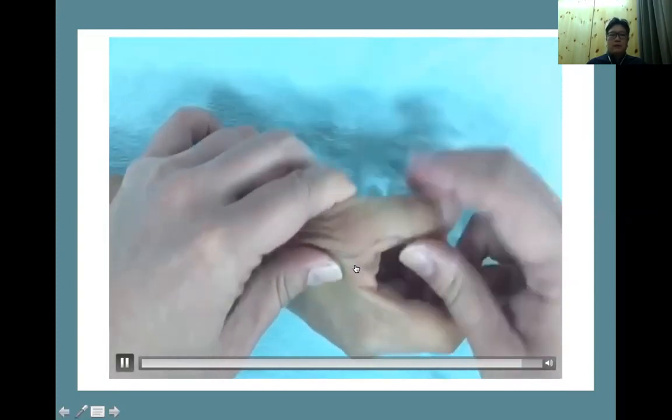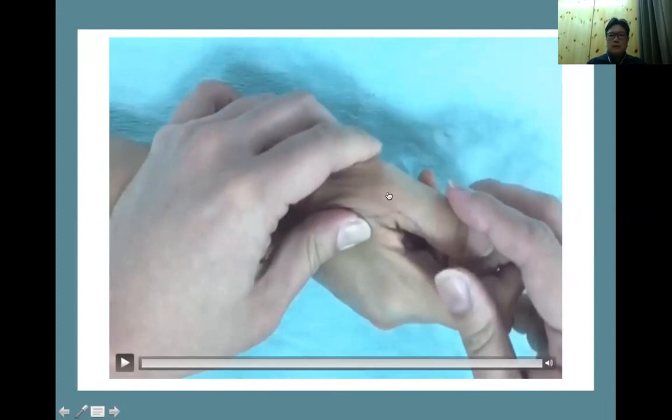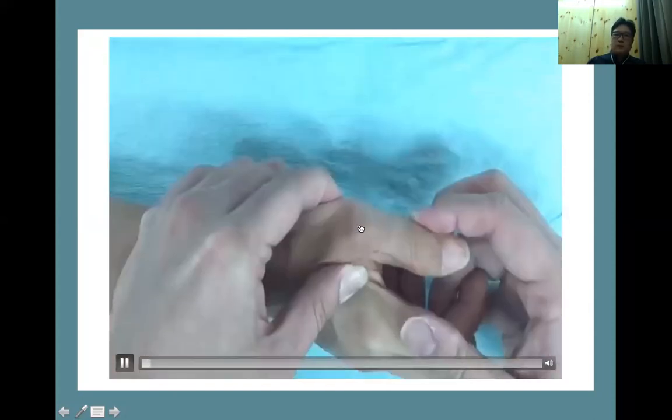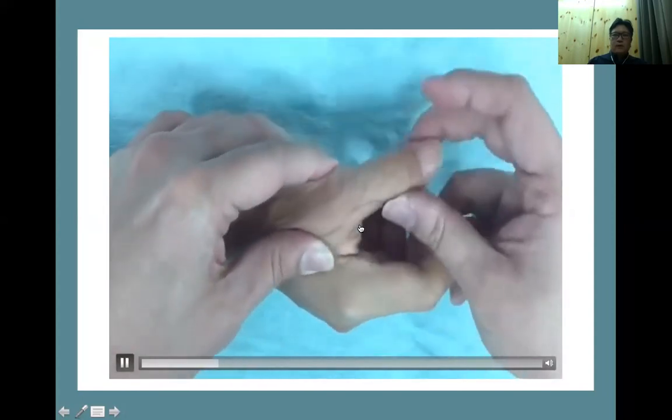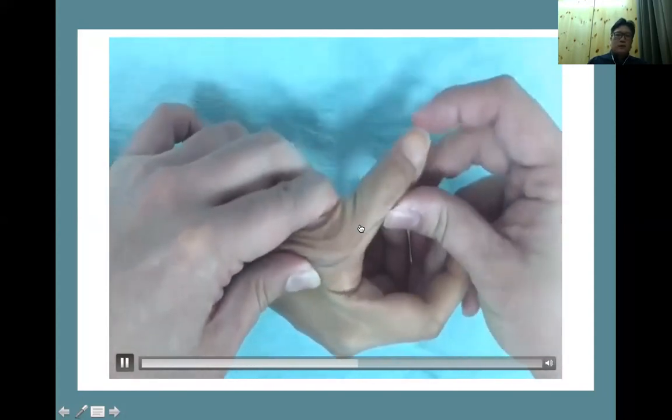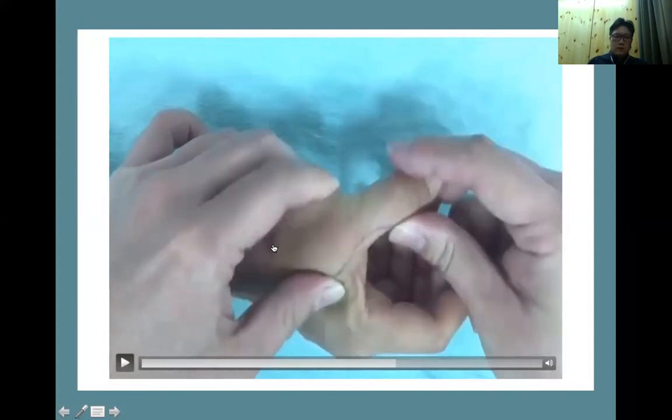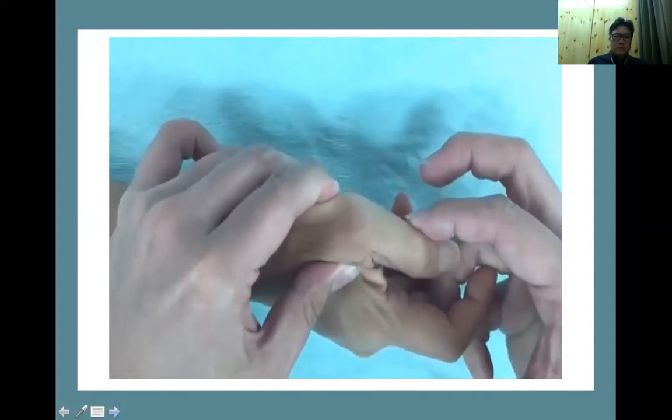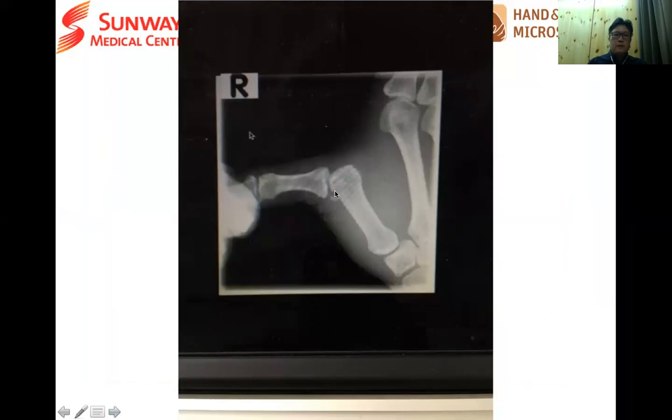Can you see that? I can actually push the thumb out. This is under anesthesia, not in the clinic. You do not do that on a patient without anesthesia, they will punch you in the face. If you can see, it's totally out, okay? And if you see the x-ray, you can see that it's totally out. There's a ligament here called the ulnar collateral ligament that has been ruptured.